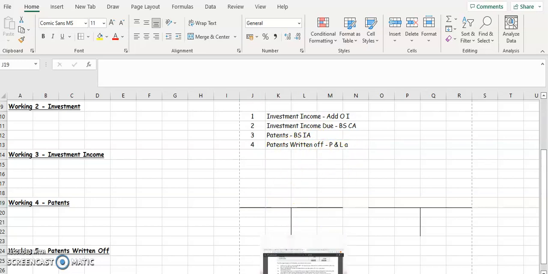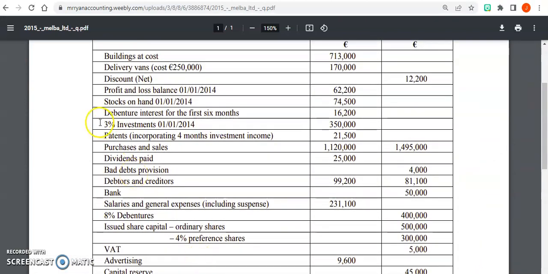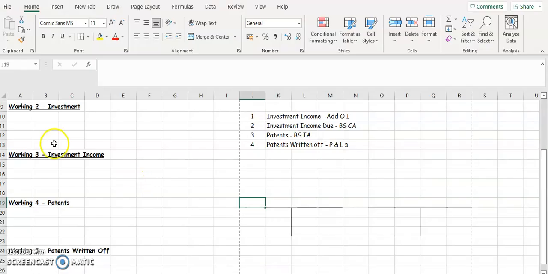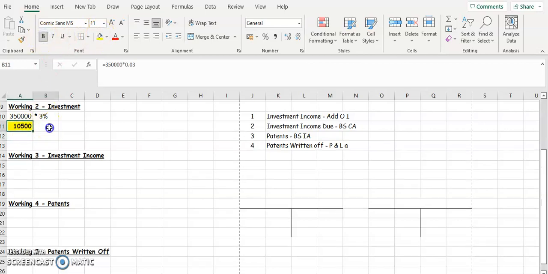So the first item we need to find is our investment. So we go back to the question, we go and look for investment. So we see we've got 3% investments on the 1st of the 1st. We bought at the start of the year at 350,000. It's going to be 350,000 multiplied by 3%, and that's going to give our investment income. So 10,500, that's our investment income, and that's going to go to our profit and loss, and we're going to add that on to our operating income.